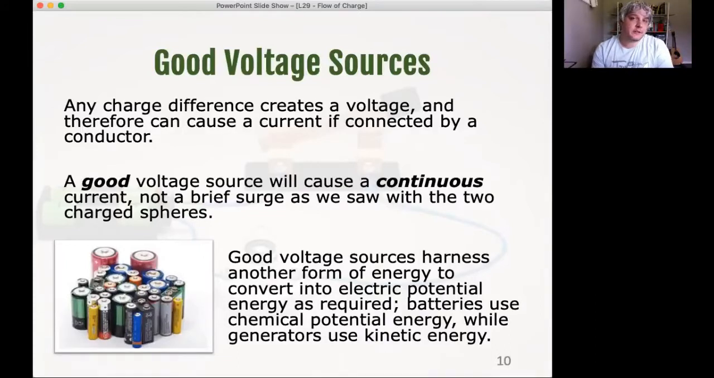Batteries use chemical potential energy. So they've got a whole bunch of chemicals inside them that can undergo chemical reactions and convert their chemical potential energy into electrical potential energy, which can then be used by the circuit.